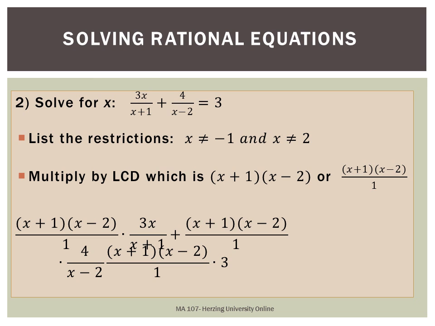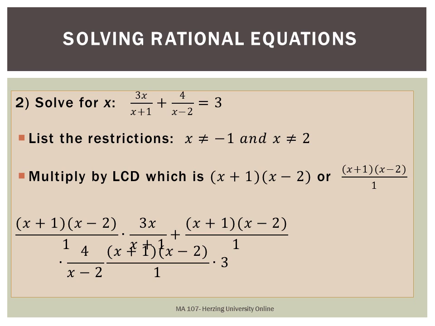Example 2. Solve for x. 3x divided by x plus 1 plus 4 divided by x minus 2 equals 3. What are the restrictions? What values of x would make either denominator 0? If x was -1, the denominator in the first term would be 0, and if x equaled 2, the denominator in the second term would be 0. Therefore, the restrictions are x cannot equal -1 and x cannot equal 2.